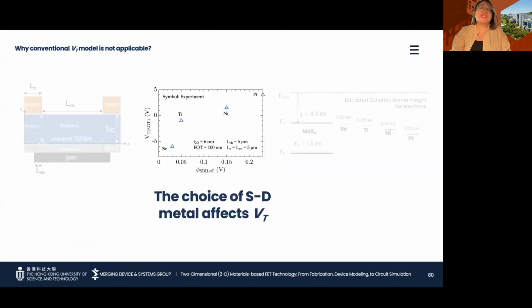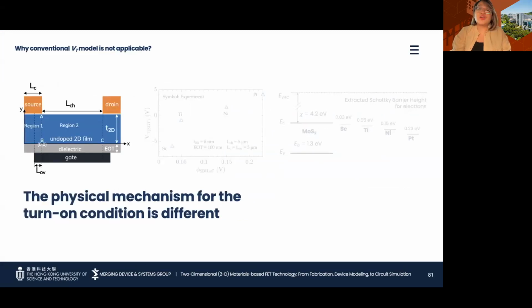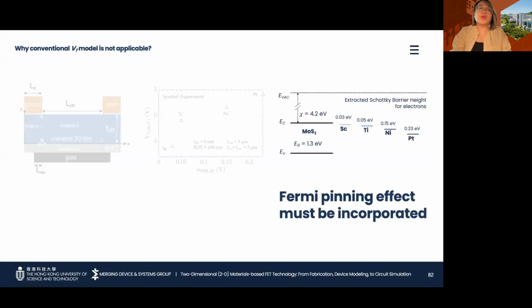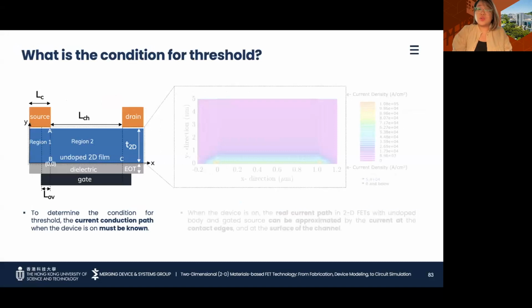For 2D FETs, on the other hand, even the source drain metal affects the threshold voltage, suggesting that the physical mechanism for the turn-on condition is different. And this requires us to incorporate the barrier height at the metal 2D junction into the model, and by extension, the widely observed Fermi level pinning effect. So, what is the condition for the threshold then?